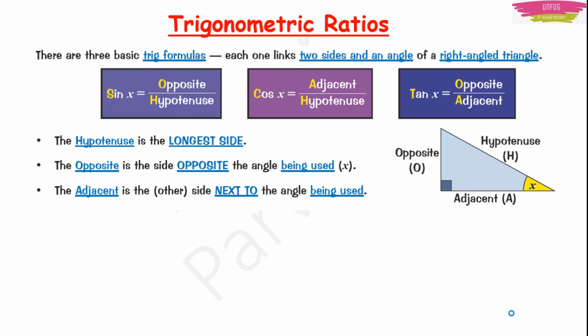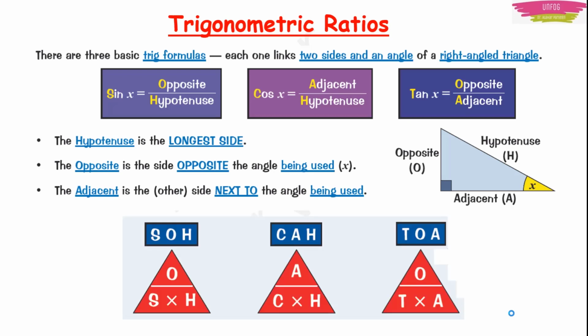Okay, now how to remember this? This is a little confusing, right? I have one trick. The trick is known as SOHCAHTOA. S for sine, O for opposite side, H for hypotenuse in SOH. And in CAH, C for cos, A for adjacent side, H for hypotenuse. And in TOA, T for tan, O for opposite side, A for adjacent side. See, it is very simple.